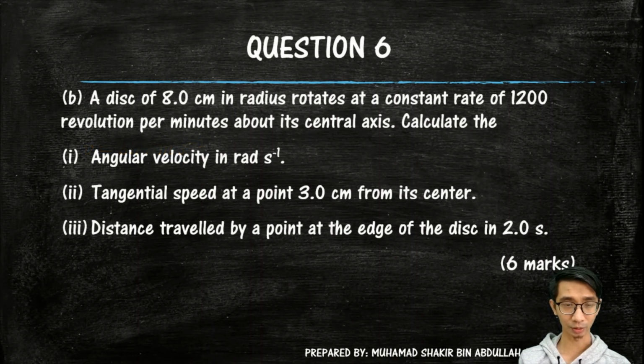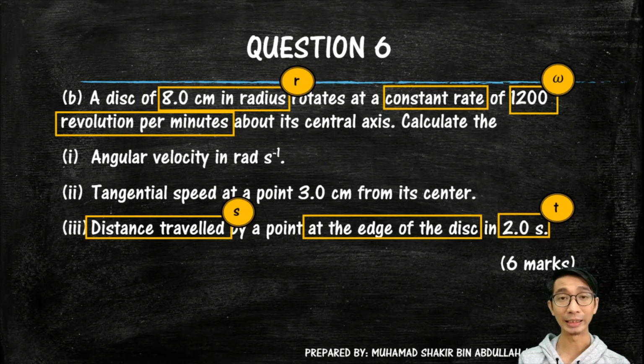Now part 3: the distance traveled by a point at the edge of the disc in 2.0 seconds. Distance traveled means linear displacement at the edge of the disc. Since we are at the edge of the disc, we need our radius, which is equal to 8 centimeters, because it is at the edge of the whole disc. So we are taking back the radius, which is 8.0 centimeters, and we are given a time of 2.0 seconds.